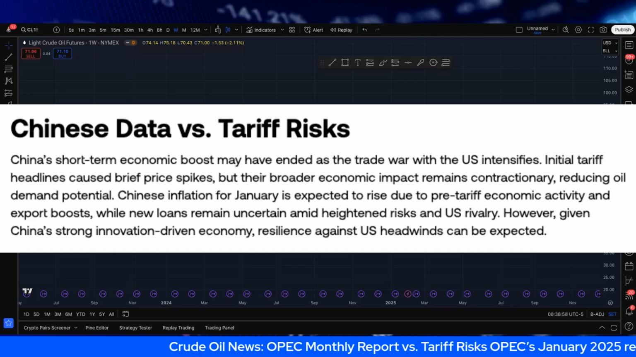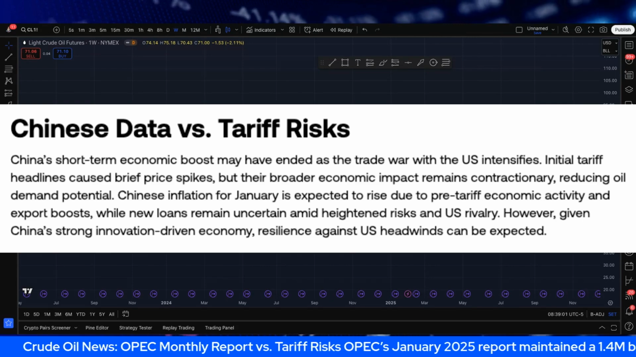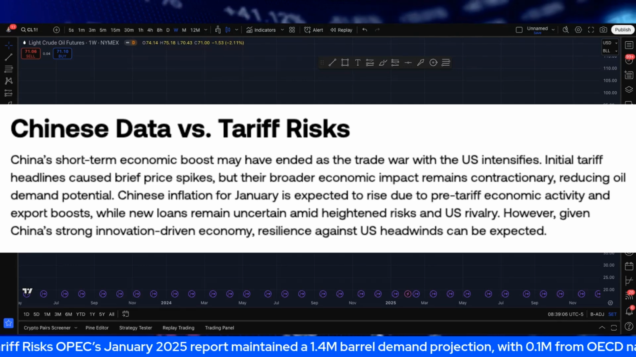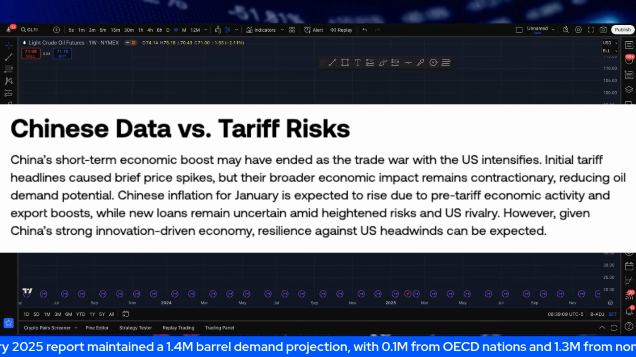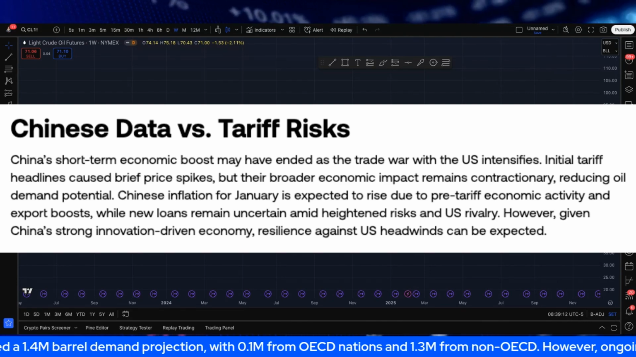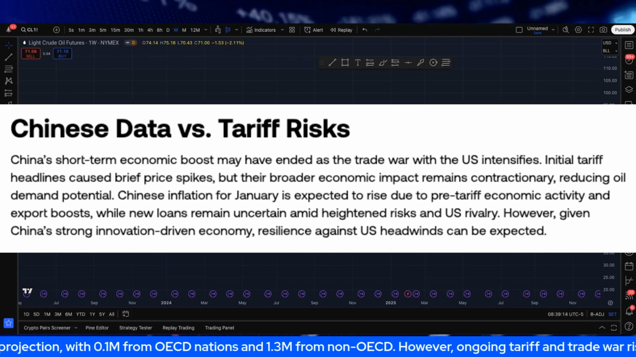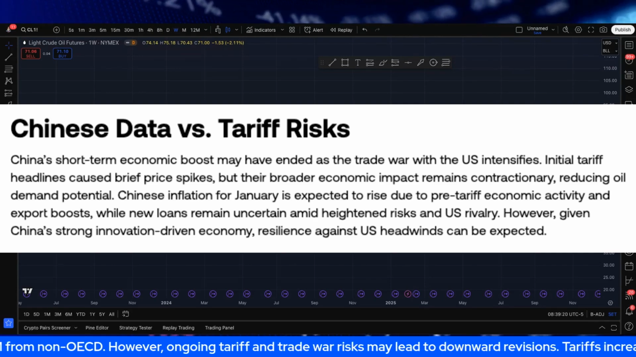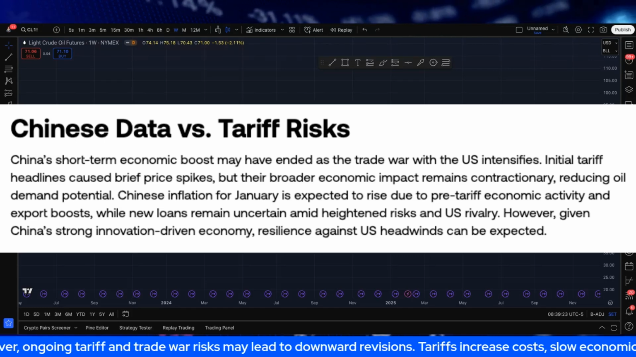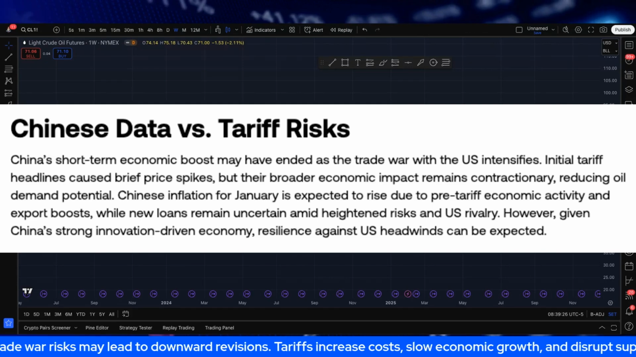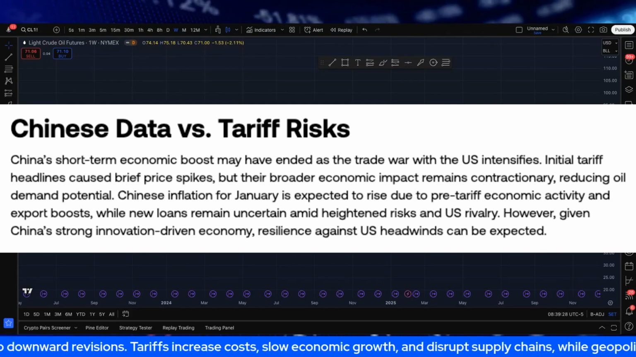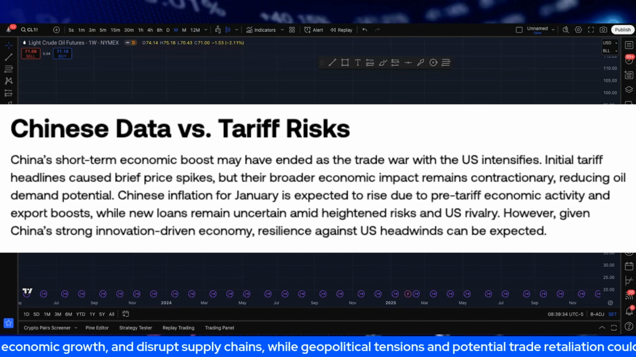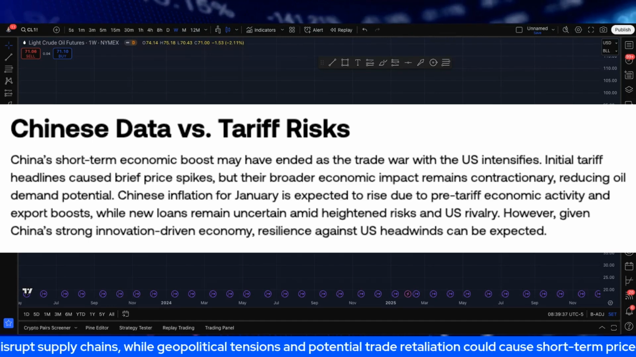If there's less demand for oil, that usually will mean that what? Okay, price will go down. Chinese inflation for January is expected to rise due to pre-tariff economic activity and export boosts, while new loans remain uncertain amid heightened risk and U.S. rivalry. However, given China's strong innovation-driven economy, resilience against U.S. headwinds can be expected. So again, some possibility that on the fundamental side, we continue to be bearish. And for right now, that should really be the play within crude oil, to keep looking for these bearish moves versus trying to time the market to possibly swing up.